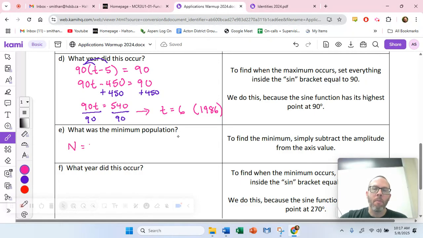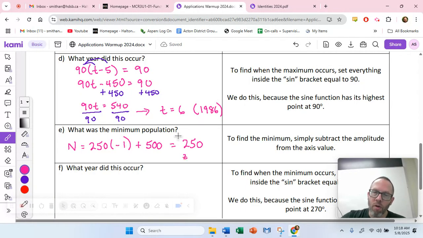So what was the minimum population? Well, the lowest sine gets is -1. And what you end up getting is the axis, 500, minus the amplitude, 250. You just get 250. The same as before, but I'm emphasizing here that the lowest the sine function gets is -1. 250 zebras, we'll say this time.